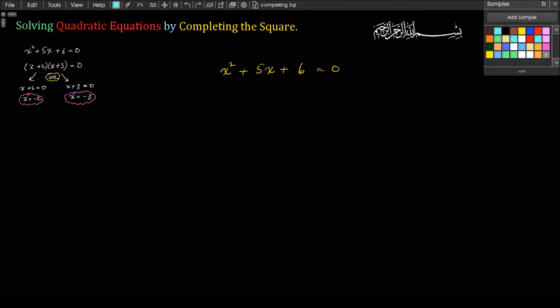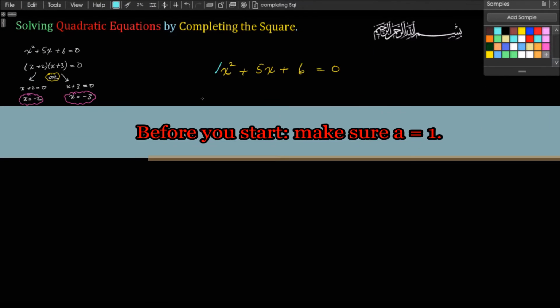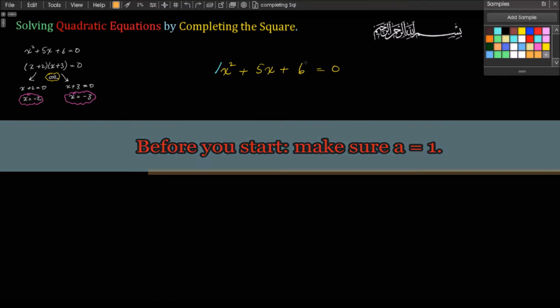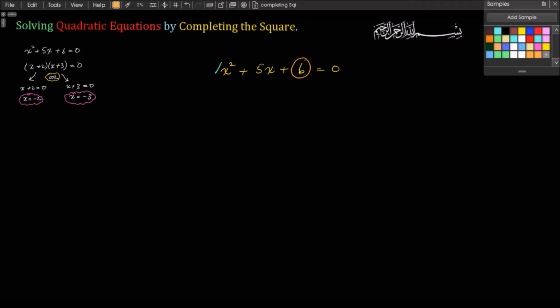So the first step is to make sure that this first term has a coefficient of 1. The second step is to make sure that this c is on the other side of the equation. So we have to get rid of this 6. Then you would have x squared plus 5x equals negative 6, like this. The first thing was to make sure the a was 1, and the second thing is to make some room over there.